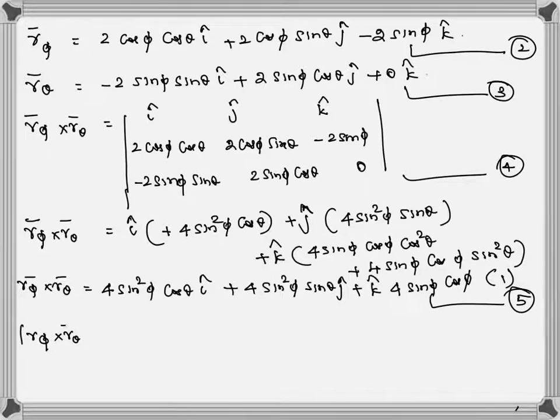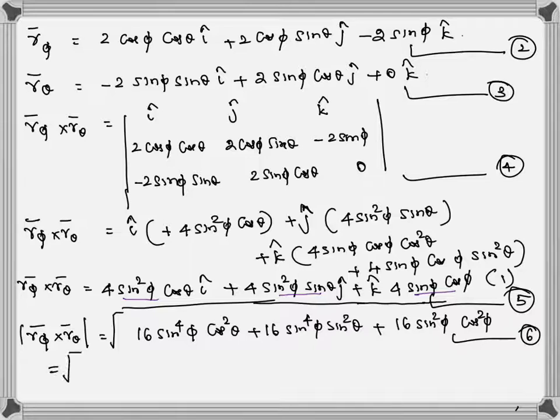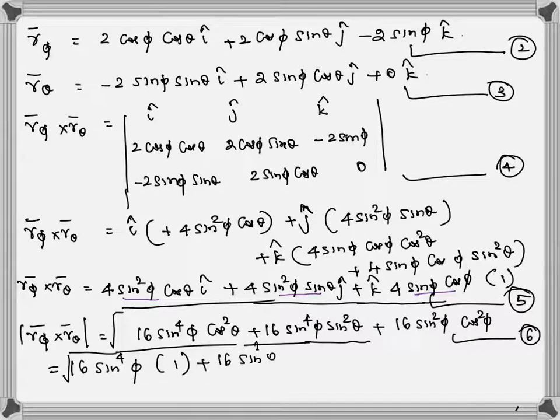Now we are going to find out the length of this vector, R phi cross R theta. It's the square root of x component square plus y component square plus z component square inside the radical. We call it step 6. So by simplifying that, it is the square root of 16 sine to the power 4 phi times cosine square plus sine square theta, which is 1, plus 16 sine square phi cosine square phi.